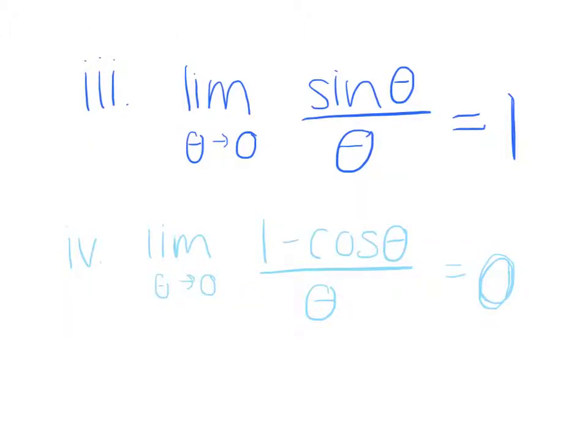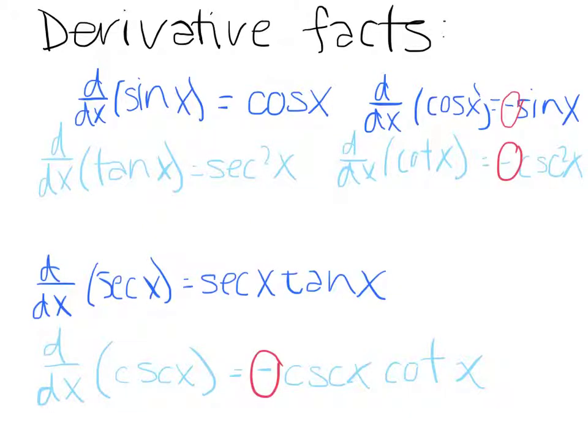Some more facts. The limit as theta approaches 0 of sine theta over theta is 1, and the limit as theta approaches 0 of 1 minus cosine theta over theta is 0. There are long ways to prove these, but it's easiest if you just simply memorize them. Some more facts that must be memorized.